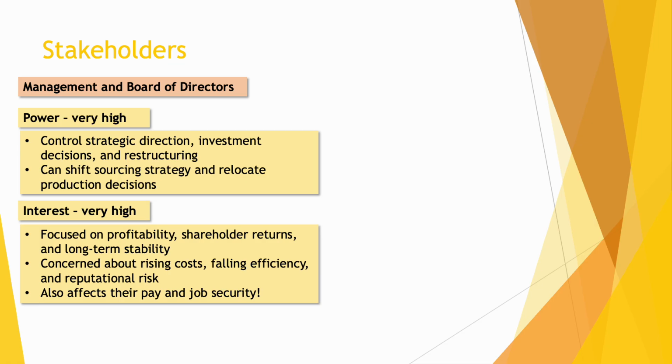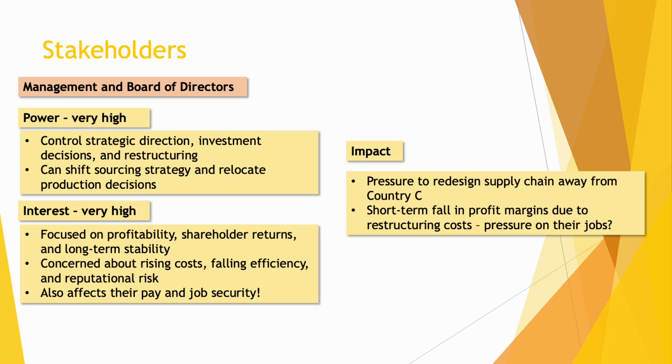So what's the impact on them likely to be? Well, essentially, there's going to be pressure on them to very quickly try and redesign their supply chain away from country C, which is what we're already seeing. And there's likely to be a short-term fall in profit margins due to the restructuring costs. Potentially, it could even be a long-term one if they're unable to change their supplies to anywhere with a comparable price. So, again, like we said, there could be potential pressure on their jobs, pressure on their rewards as a manager or a board of directors if that's tied in to the success of the company.